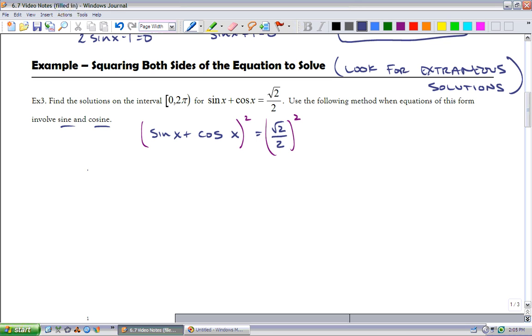and I square this properly, squaring a binomial, I get sine squared x plus 2 sine x cosine x plus cosine squared x equals square root of, well, not square root of 2 over 2. That's going to be 2 over 4, or 1/2. Okay.